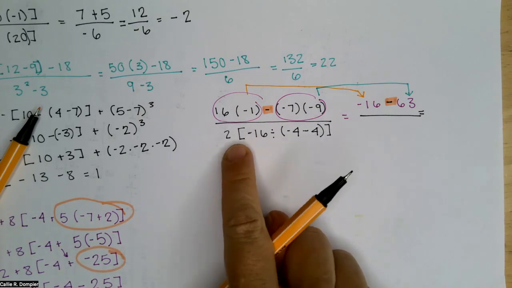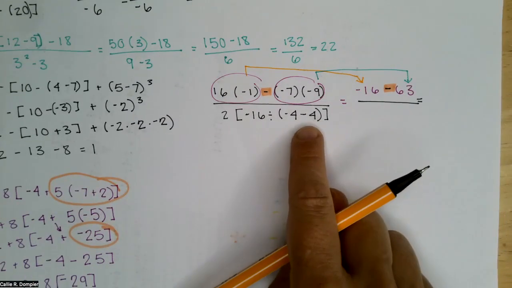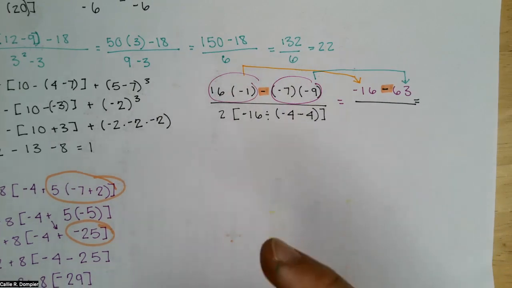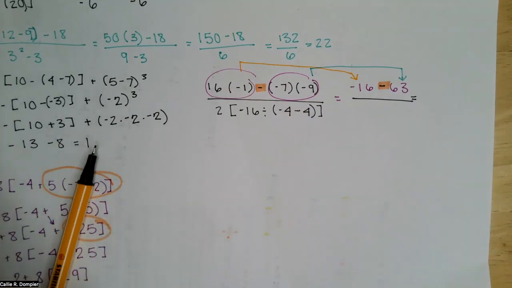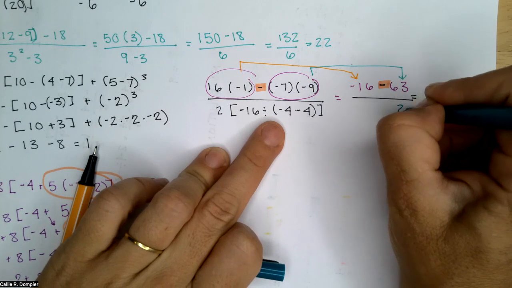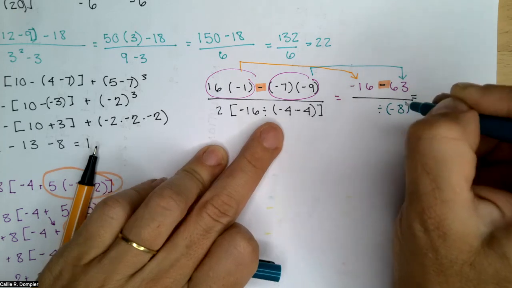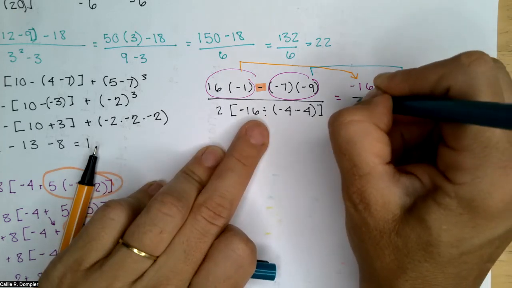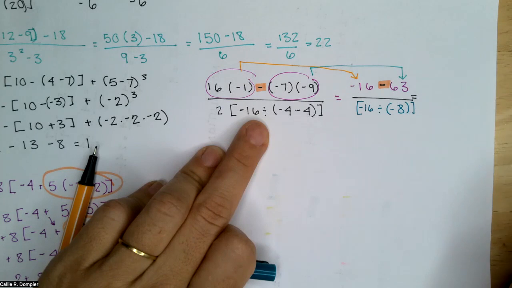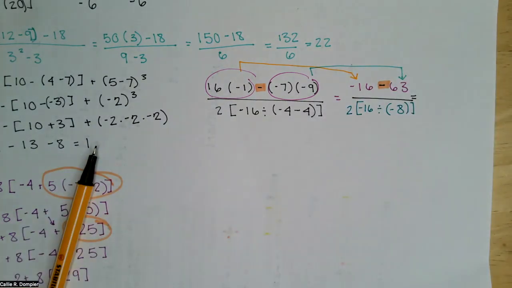Here we have 2 being multiplied by -16 divided by -4 minus 4. I'm going to do the -4 minus 4 first. -4 minus 4, those are the same sign, so they're combined, so you get 8, right? So -4 minus 4 becomes a -8. And we have -16 divided by that -8, and then all of that multiplied by 2. Okay, just a different way to think about it.